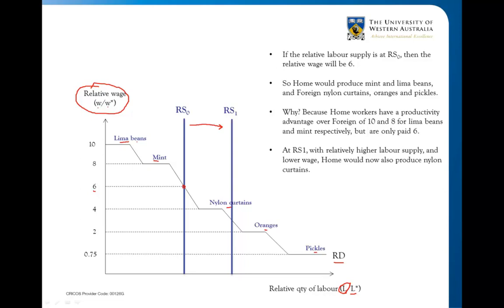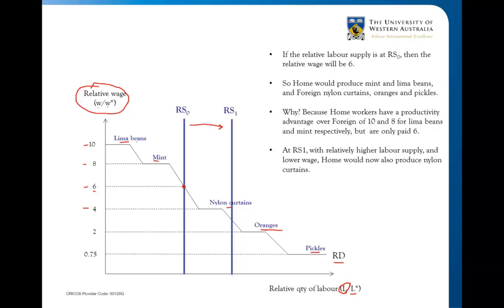So with relatively higher labour supply and lower wage, now all of a sudden, home's also going to start producing the nylon curtains. So it's that one, that, and that. They're going to produce all of those, and foreign will just produce these last two, oranges and pickles. So this is just a minor thing. This is not going to be a major part of the course or anything.